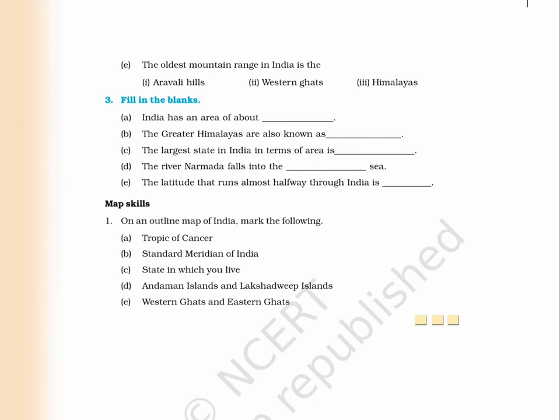Map skills. 1. On an outline map of India, mark the following. A. Tropic of Cancer. B. Standard meridian of India. C. State in which you live. D. Andaman Islands and Lakshadweep Islands. E. Western Ghats and Eastern Ghats. The chapter 7 of total 8 chapters of the book ends here.